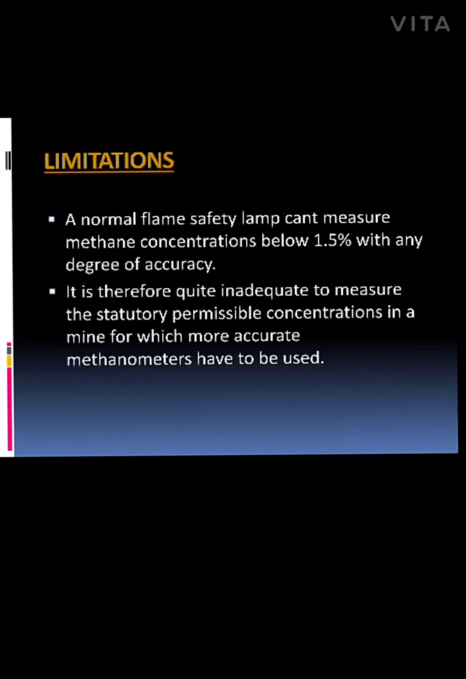It has certain limitations. A normal flame safety lamp cannot measure methane concentrations below 1.5% with any degree of accuracy. It is therefore quite inadequate to measure the statutory permissible concentrations in a mine, for which more accurate methanometers have to be used.